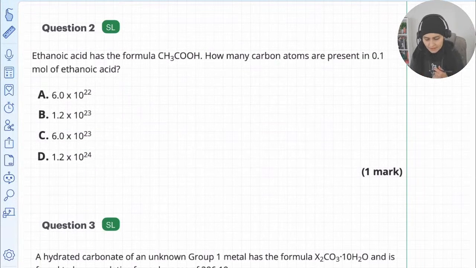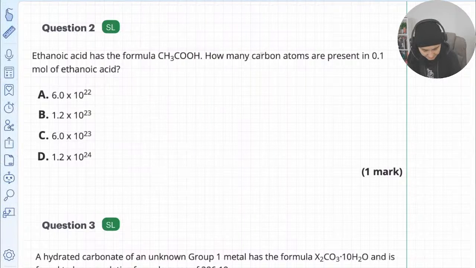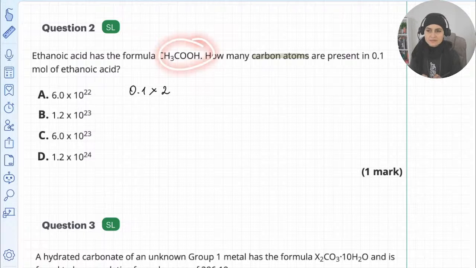Next question. Ethanoic acid has the formula CH3COOH. How many carbon atoms are present in 0.1 moles of ethanoic acid? So what do we need? We need carbon atoms. So first I find the number of moles of carbon atoms. It's 0.1 times 2, because each molecule of ethanoic acid has 2 carbon atoms. This is the moles of carbon atoms.